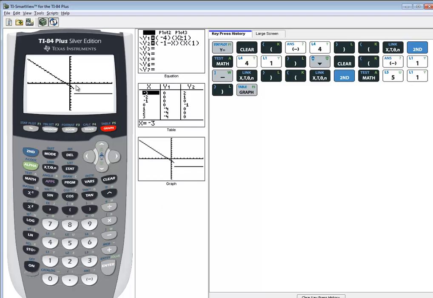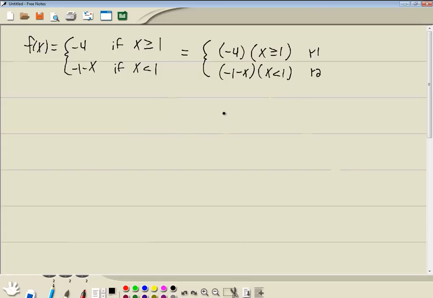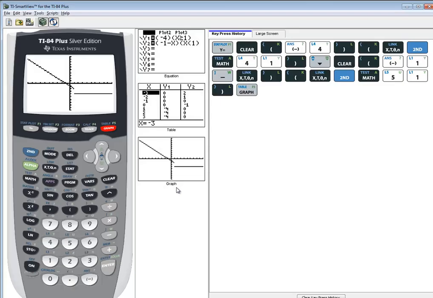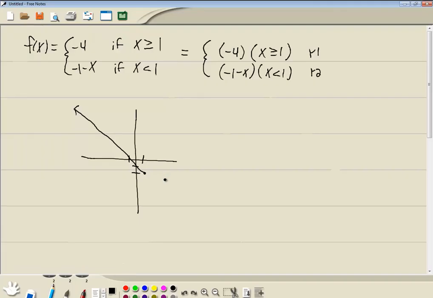Looks like 1, -2. You can also plug in 1 here and see if that gives it to you, but it looks like 1, -2. Right there. And it's coming down as good as I can draw a straight line. Looks like that. And then down here to -4. Going over like this.